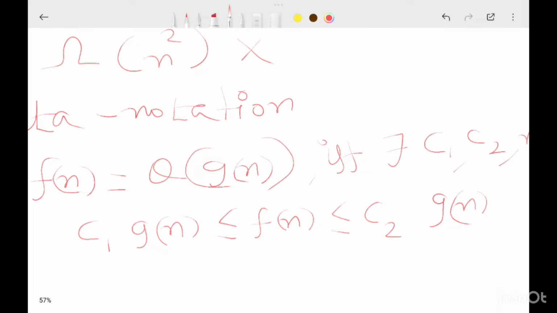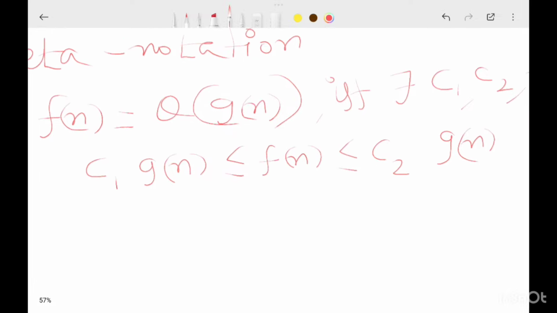So the f of n value should fall between these two bounds, c1 dot g of n and c2 dot g of n, for the same function g of n. So we need to find such a function g of n, and then f of n can be represented using theta notation of that function g of n.